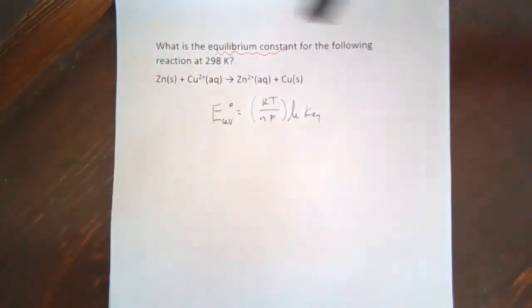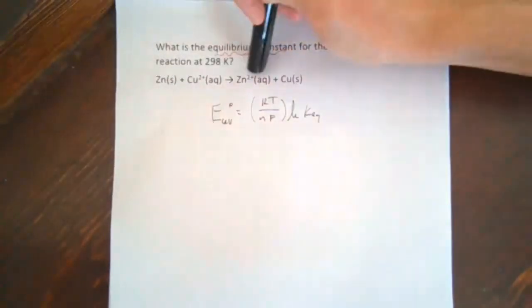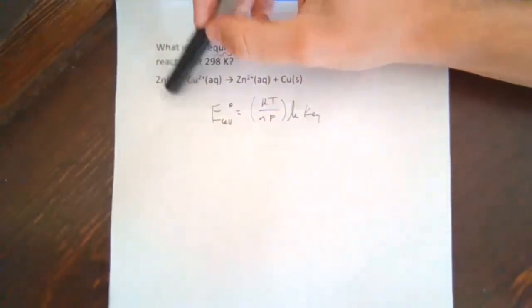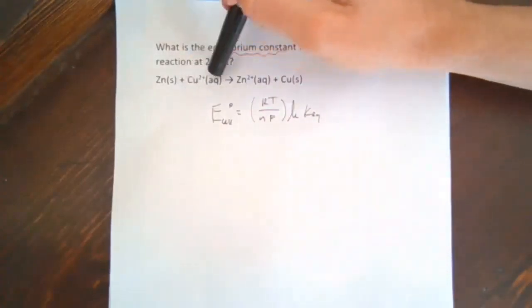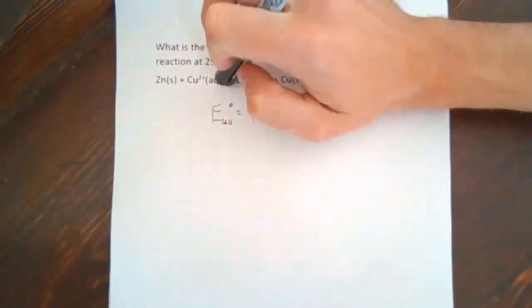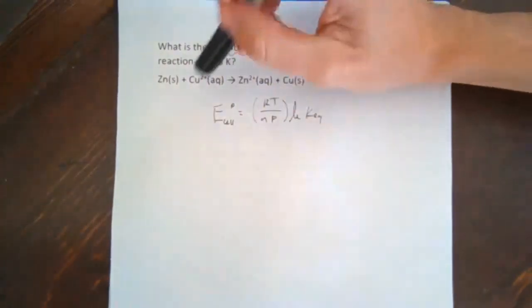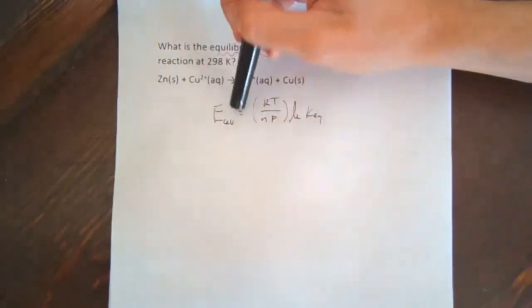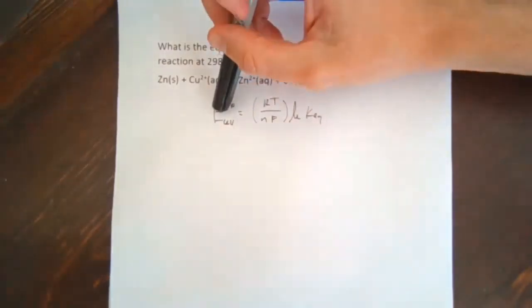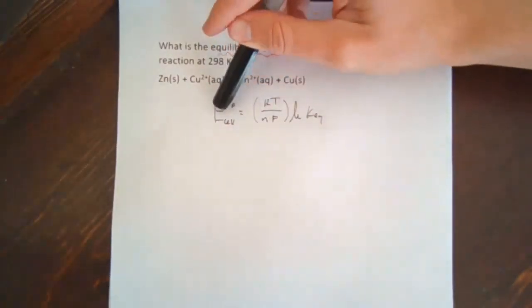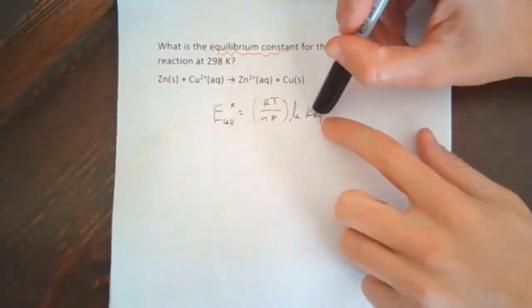Even though this reaction may not be happening in a cell, we could do this reaction in just a beaker or anything we wanted. We don't have to necessarily run it as a cell, but because we could run it as separated half reactions, we can figure out the standard cell potential from just tabulated data, and then relate that to the equilibrium constant.